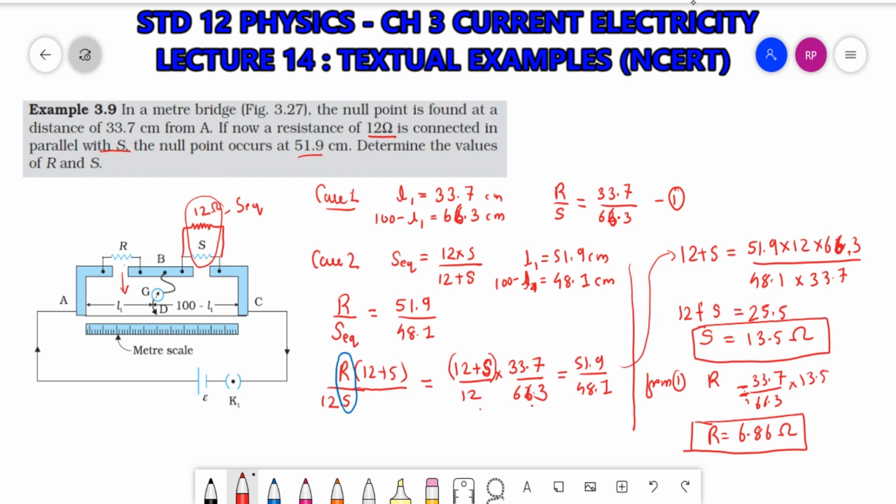So remember, first I use the formula R1 by R2 equal to R3 by R4. Then instead of R2, that is S, I used S equivalent because 12 ohm is connected in parallel. Then I found out the value of S, put the value of S in equation 1, and I got the value of R. Clear? So this was about 3.9. So just note it down.